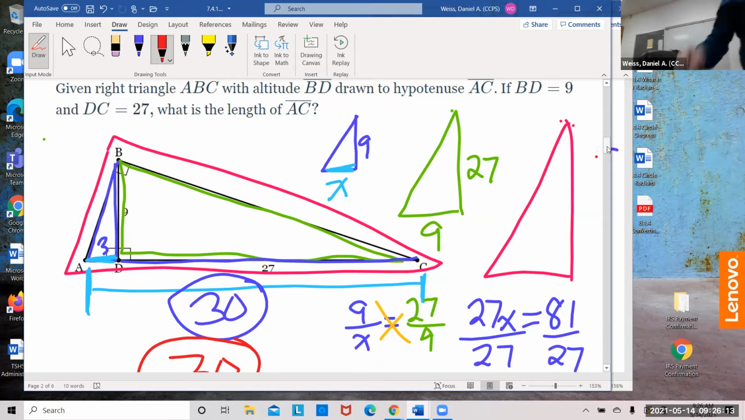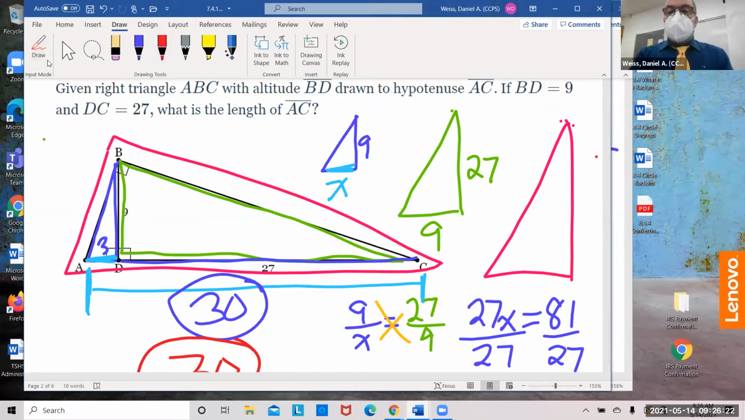Yeah. Heather, you okay? All right. You can sit there. Is that all we've been to? Yes, but I'm going to do another example. Assignment is on Delta Math.